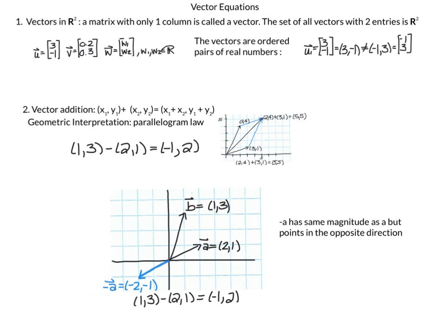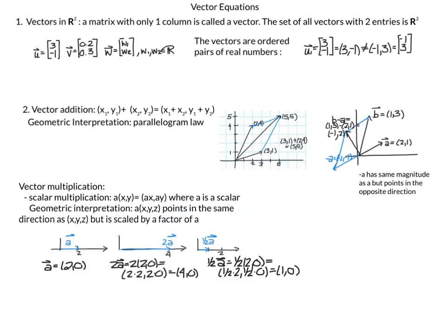So I'm going to move my a vector so that its beginning is at the end of b, and then I'm going to move my b vector so its beginning is at the end of minus a, and I get my parallelogram. Next, I can draw a line from the origin to the tip of my parallelogram, and this will give me the vector (-1, 2), which is exactly what I got algebraically.